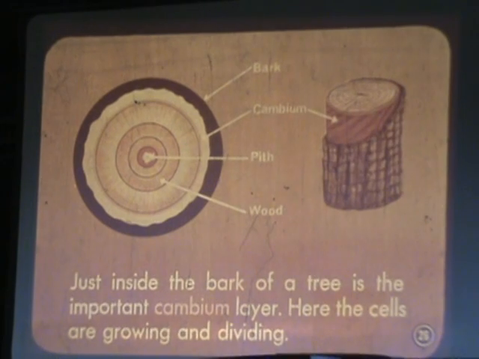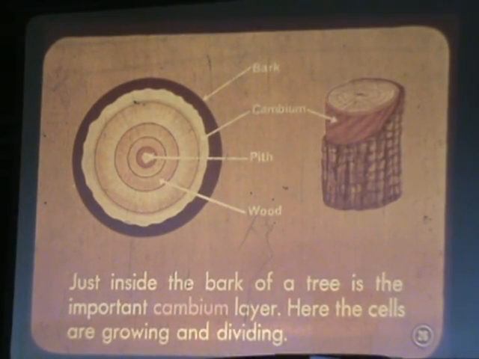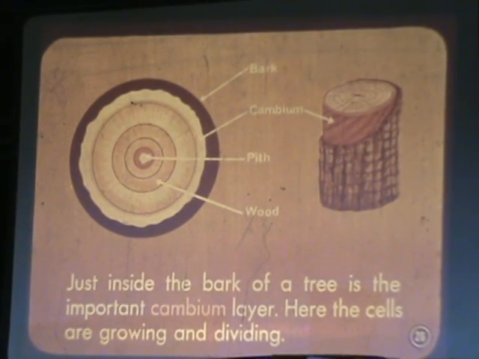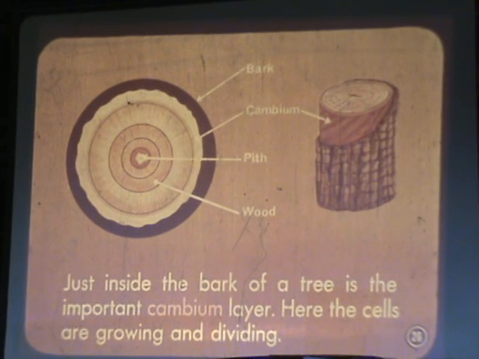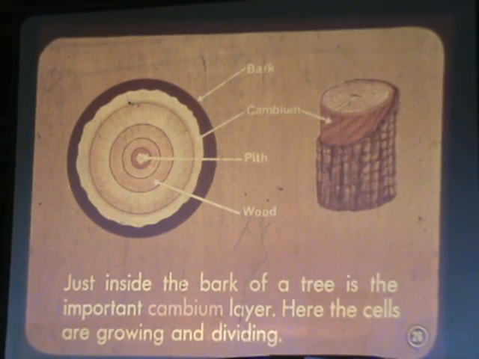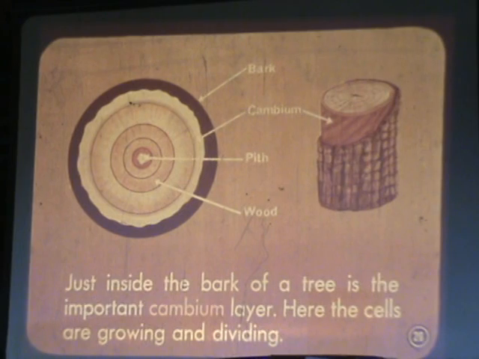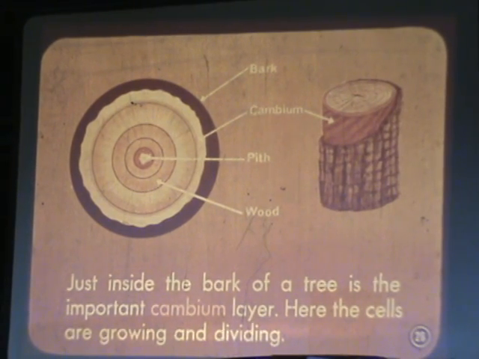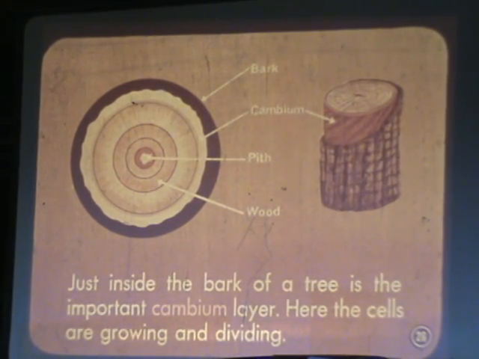Just inside the bark of a tree is the important Cambium Layer. Here the cells are growing and dividing. The center of the tree is called the pith. Then the wood. Then on the outer side there's the cambium, and then lastly the bark.